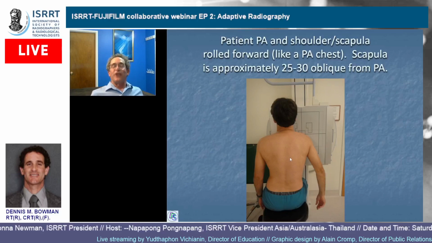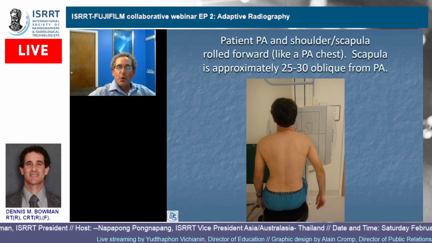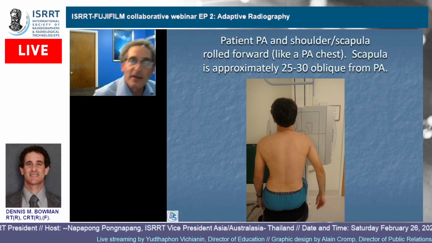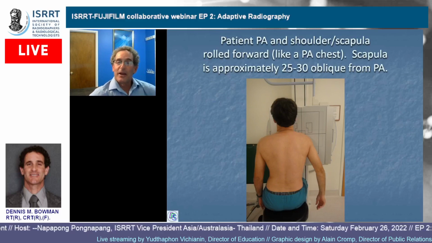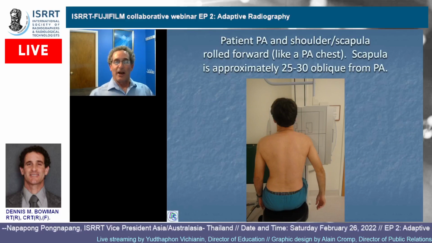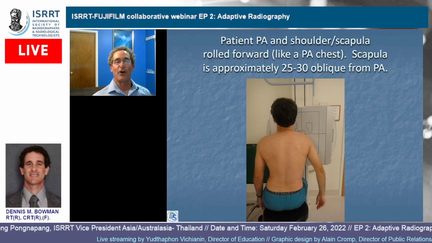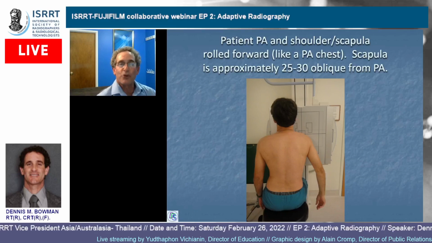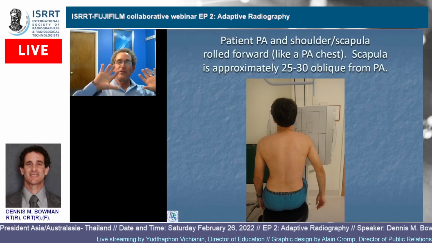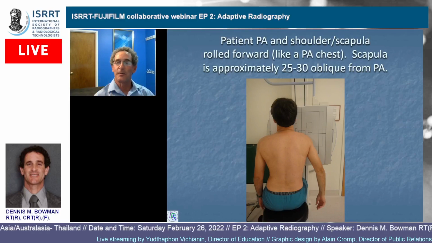Now, when we do a chest x-ray, what do you do with their shoulders? You roll them forward, right? So now, just sitting in your chair right now, do that. Just let your arms hang down like you would for a PA chest patient, and then roll your shoulders forward so that you can feel those scapulas start to go.